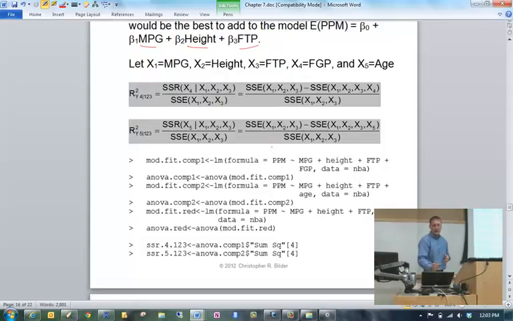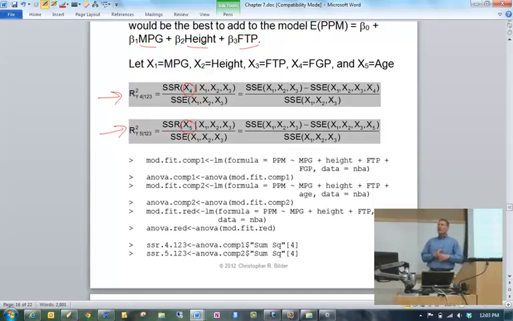Okay, so what I need to do is this. Calculate both of these coefficients of partial determination. Notice the form here. The only difference between the two equations is this right here. X4 is field goal percentage, X5 is age.